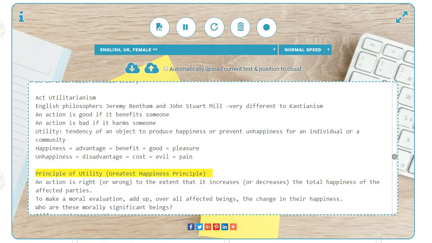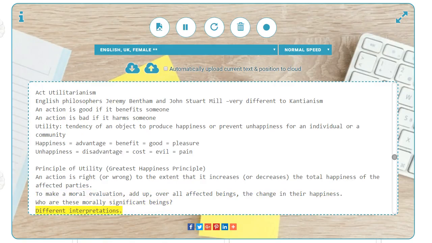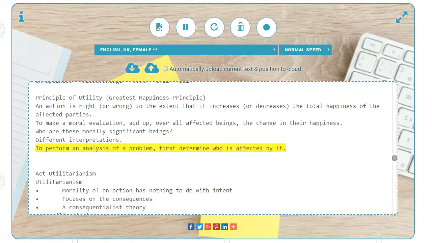The principle of utility, or greatest happiness principle. An action is right, or wrong, to the extent that it increases, or decreases, the total happiness of the affected parties. To make a moral evaluation, add up, over all affected beings, the change in their happiness. Who are these morally significant beings? There are different interpretations. To perform an analysis of a problem, first determine who is affected by it.